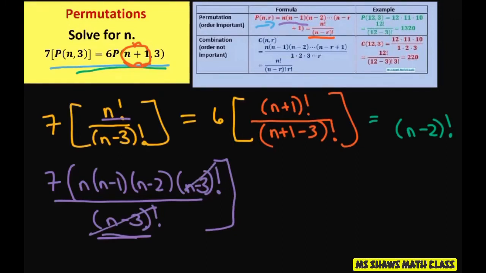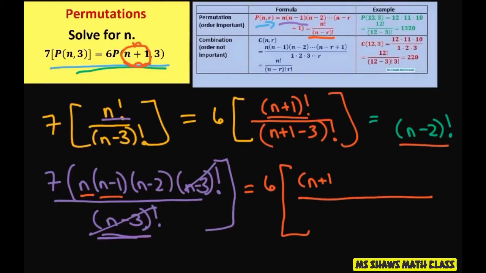Now on the right hand side, we have 6. Now we're starting with n plus 1, and we keep subtracting 1 like we did here. So that's going to be n plus 1. Remember, our denominator is n minus 2 factorial. So that's where we want to stop. So we have n plus 1. You subtract 1, you get n. And then subtract 1, you get n minus 1. And then you have n minus 2 factorial.